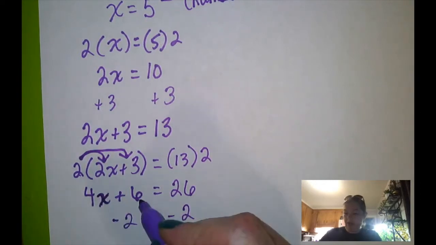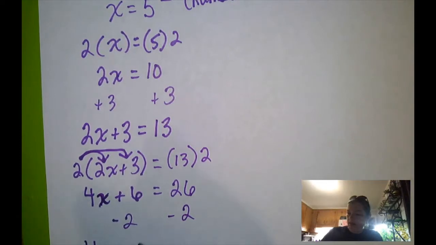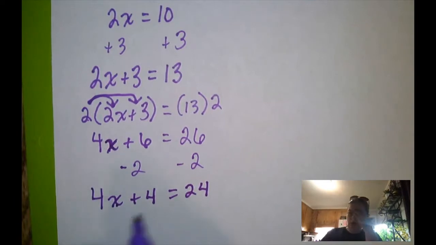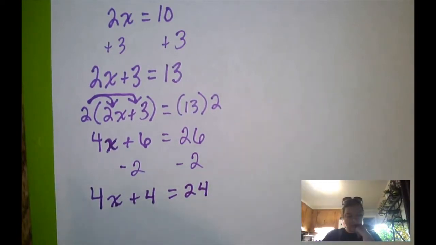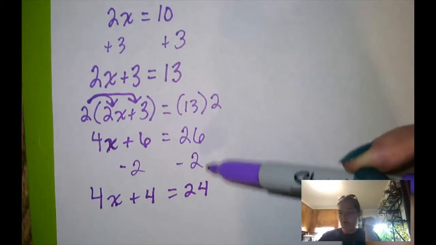But I can take away 2 from the 6. So I have 4x plus 4, and on the other side I have 24. If you don't believe me, again, if I put the 5 in place of the x, I've got 20 plus 4, which is still 24. Let's see what I've done. Multiplication, I've done addition, I've done subtraction.